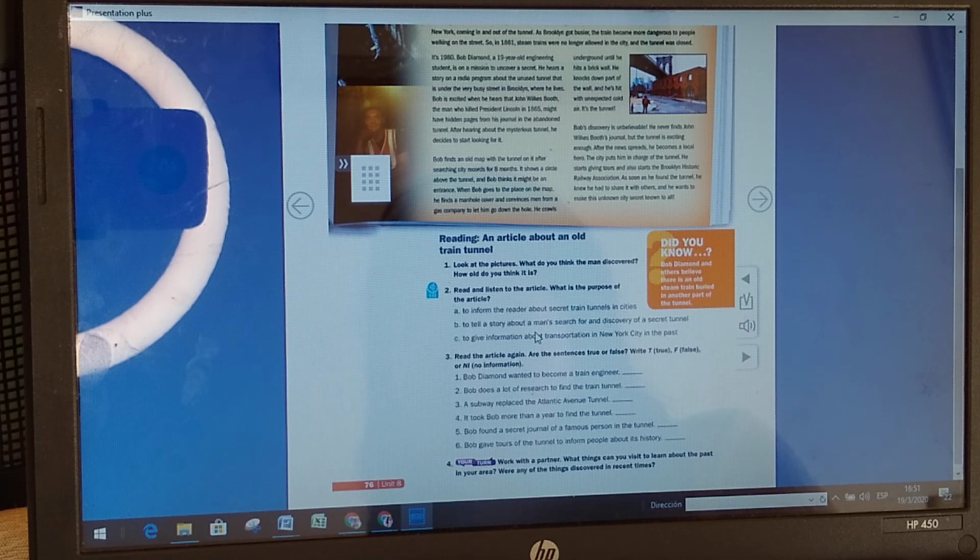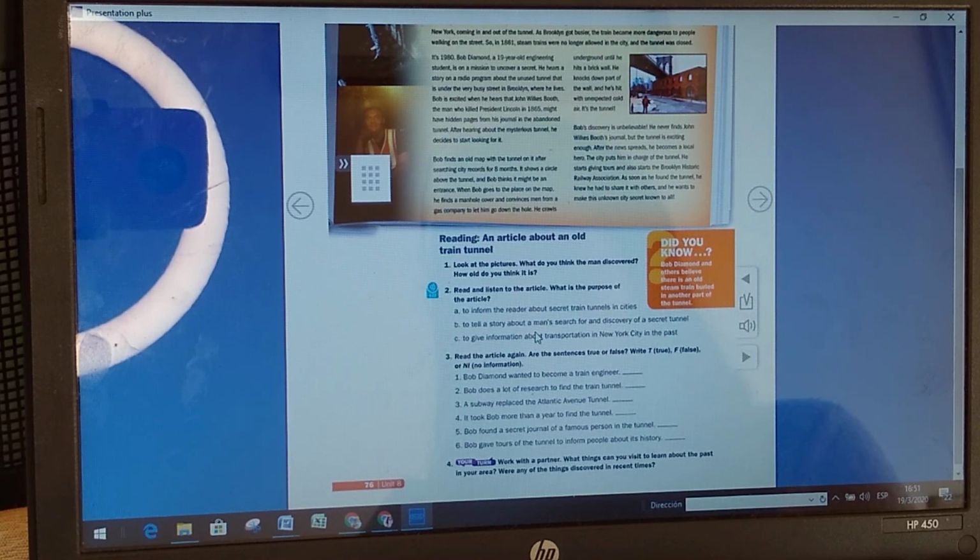No information. It took Bob more than a year to find the tunnel. That's false. Bob found a secret journal of a famous person in the tunnel. That's false. Bob gave tours of the tunnel to inform people about its history. That's true.